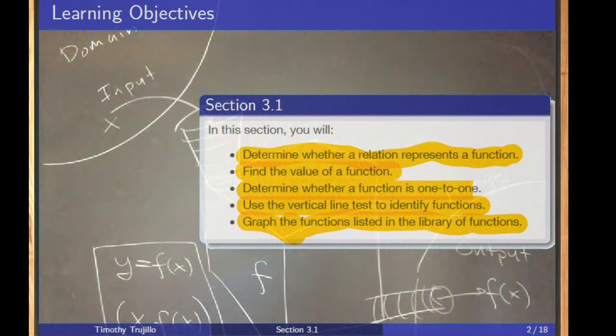And again, as usual, I'll leave this up for anybody that might be writing it down or have a question. And if you guys are done with it and you're ready to go on, just give me a thumbs up. And when enough people do, we'll go on to the formal definition of a function.